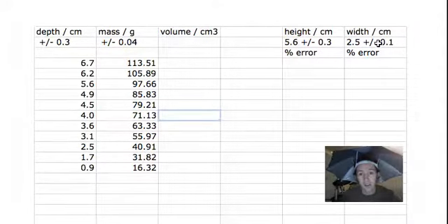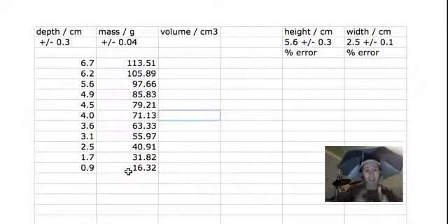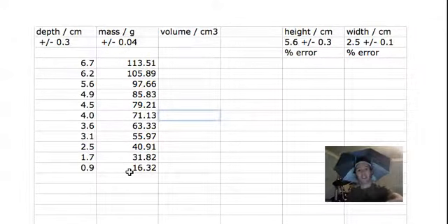The block of cheese had a set height and a set width, and we reduced the depth, and so we got reducing masses as the block of cheese got smaller. Now you want to make a graph of volume on the x-axis and mass on your vertical axis, so then the slope will be density.